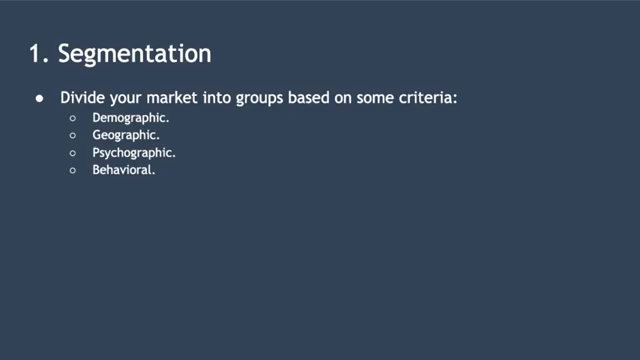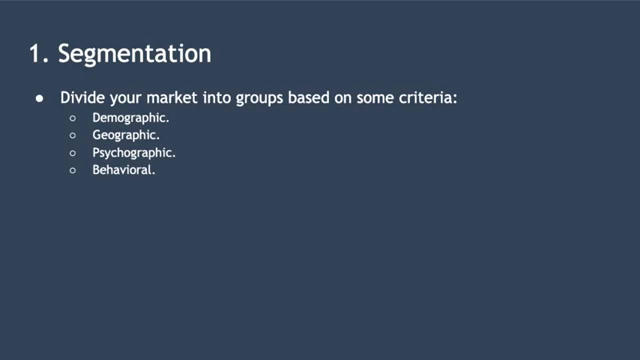So the first step of the STP process is to segment your market. And here you divide your market into groups based on some criteria. And there's a number of criteria you can use. So first we have demographic segmentation, and that's where you divide your market based on a combination of maybe age, gender, income level, education level, marital status, etc. You can divide your market based on geography, so sorting your market by country, region, state or province, or even urban or city area. You can segment your market in a psychographic way, so segmenting people by lifestyle, hobbies, activities, opinions, political affiliation, entertainment choices, or maybe personality traits or attitudes.